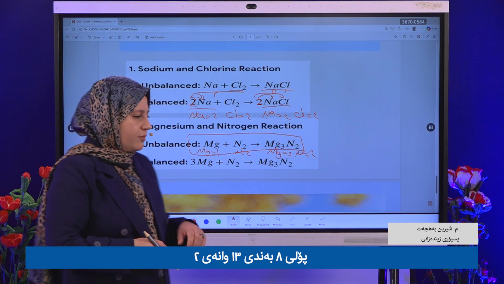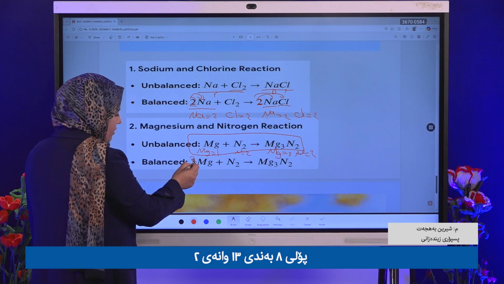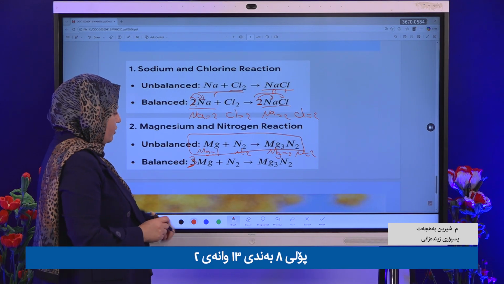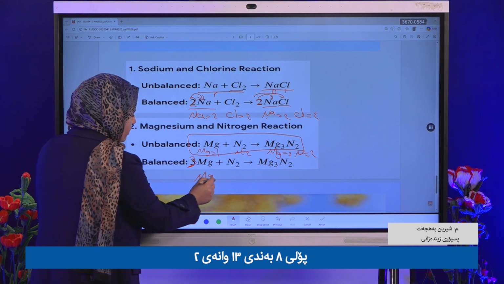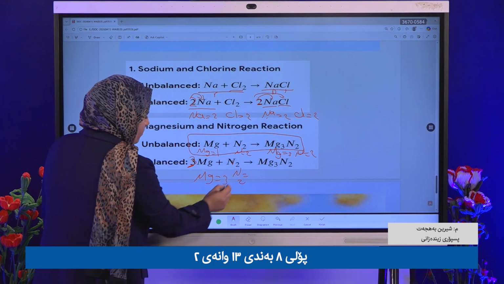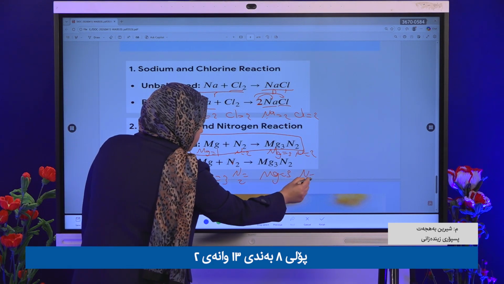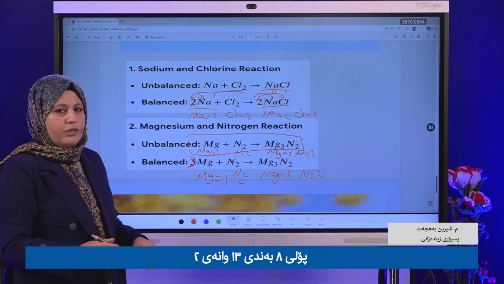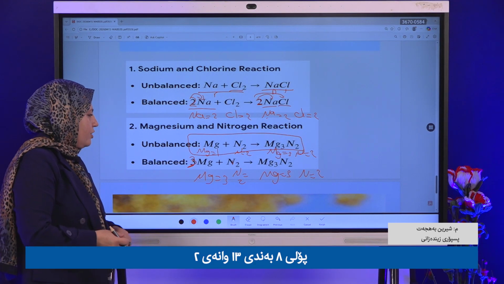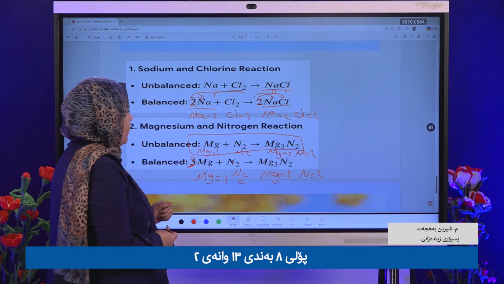So you should balance it by using what? By using a coefficient. We added the number 3, or what is this number called? Coefficient. In front of what? Mg. Now Mg is 3, right? What about nitrogen? It is 2. On the other side, Mg is 3 and nitrogen is 2. That means it's balanced. Only by adding the coefficient 3 in front of magnesium, the equation is now balanced.